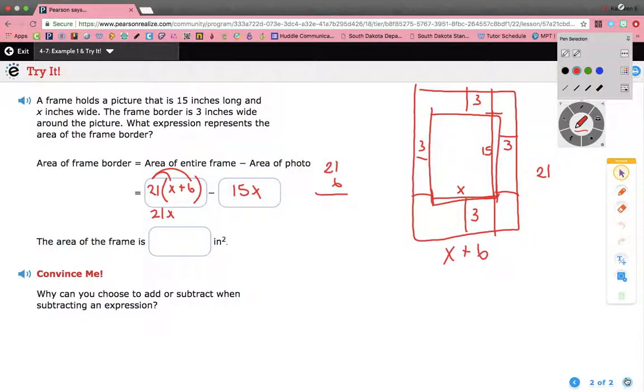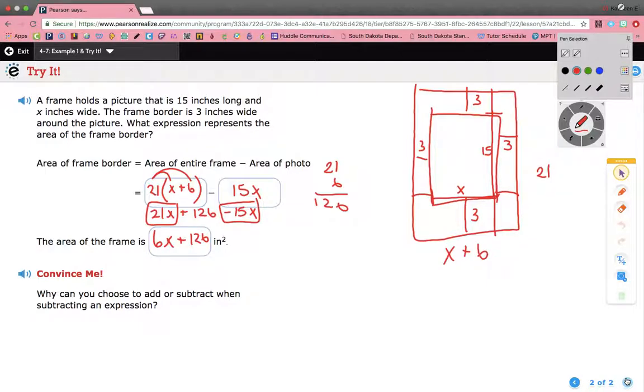21 times 6 is 126, minus 15x. Combine like terms: there's an x, 21 minus 15 is 6x plus 126. That is the area of just the picture frame.